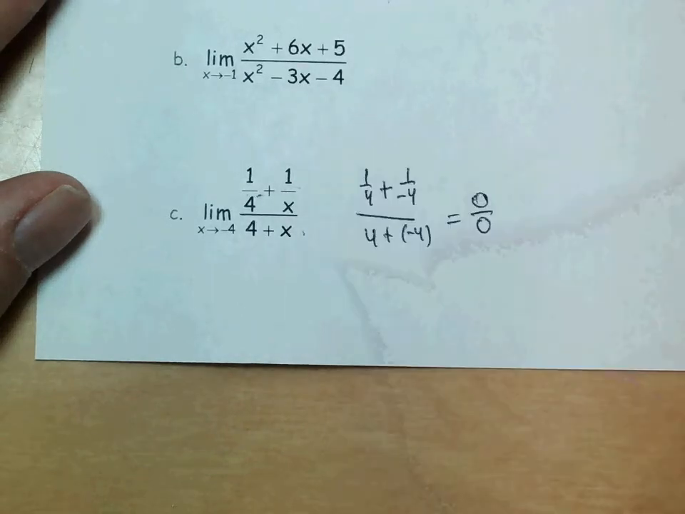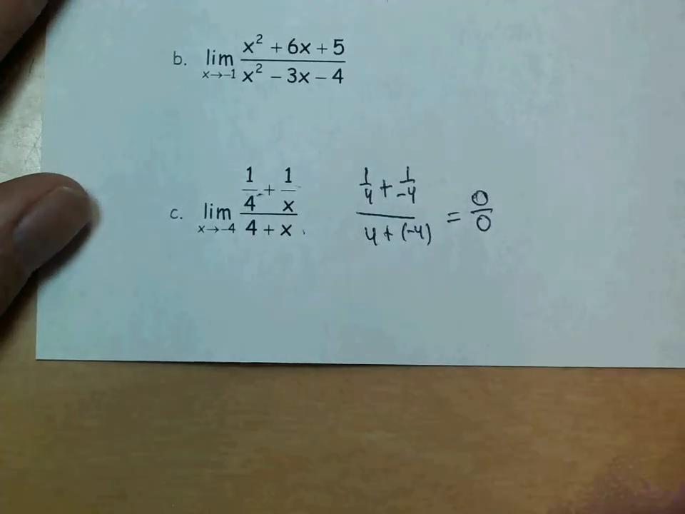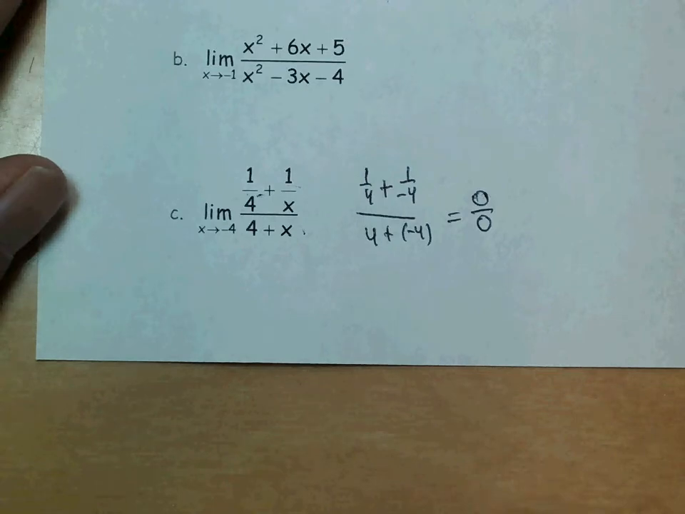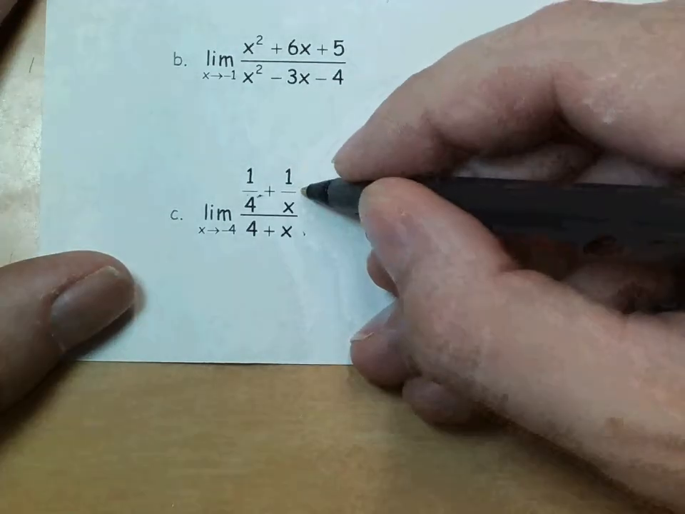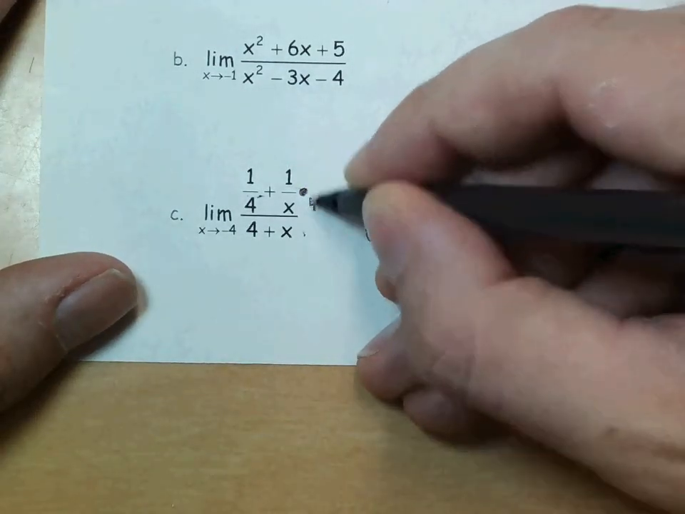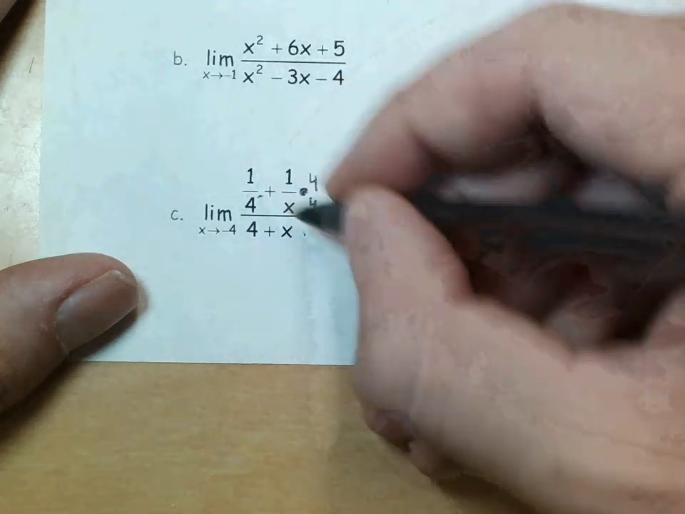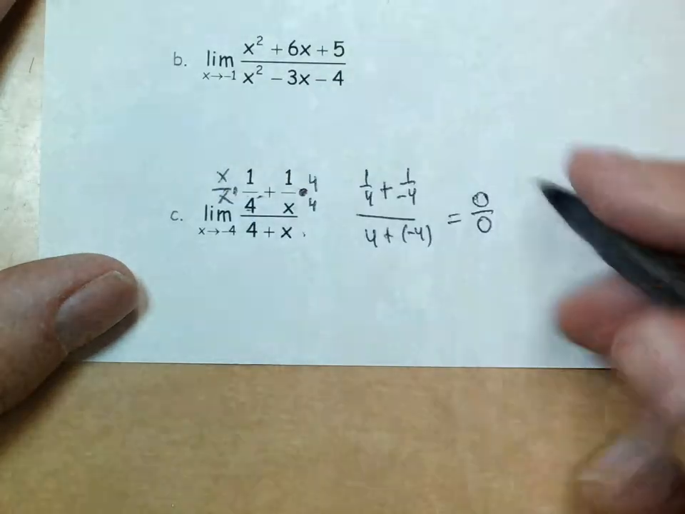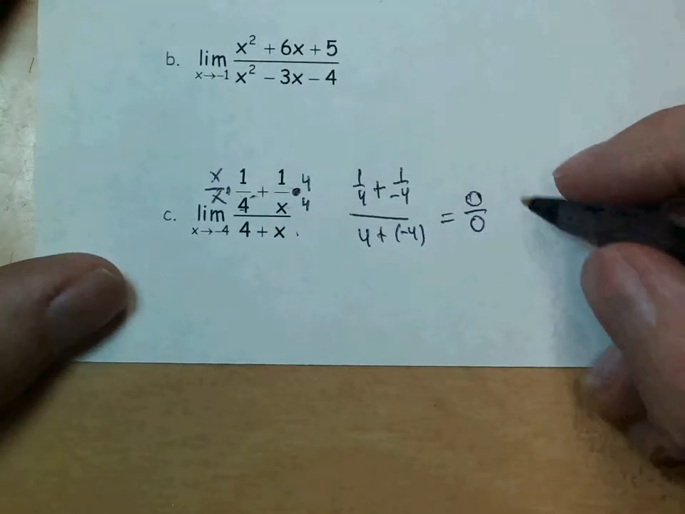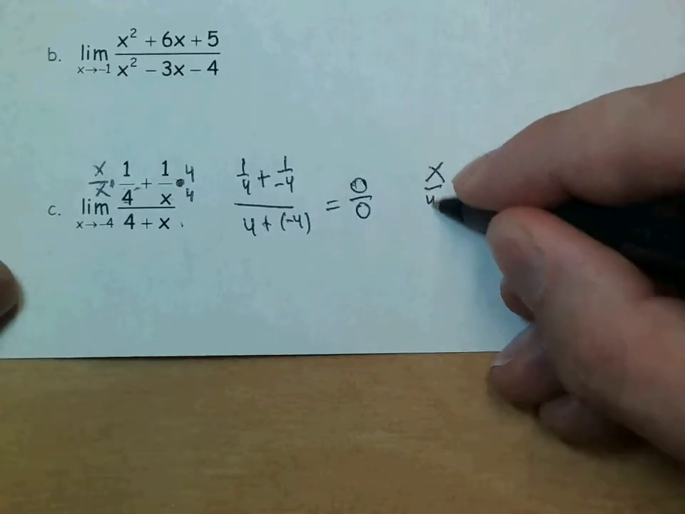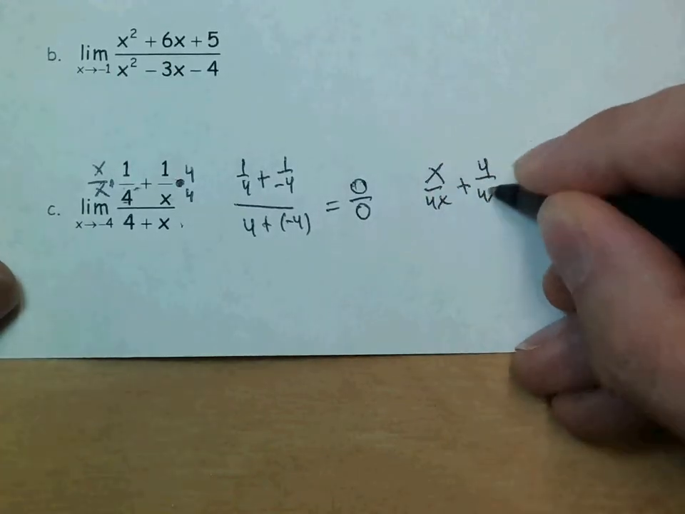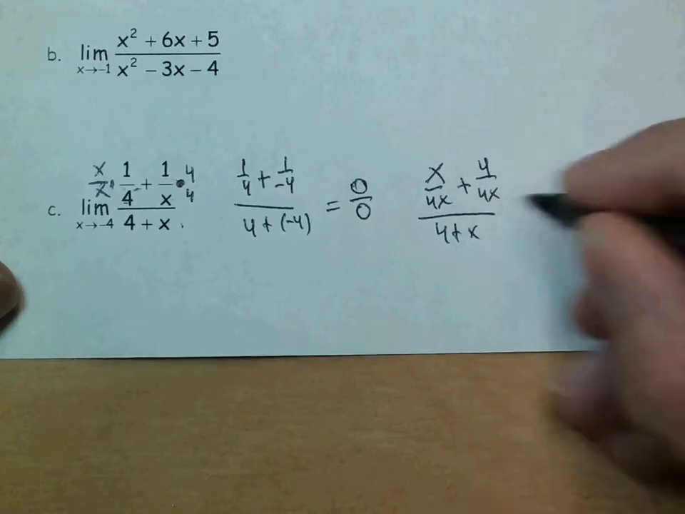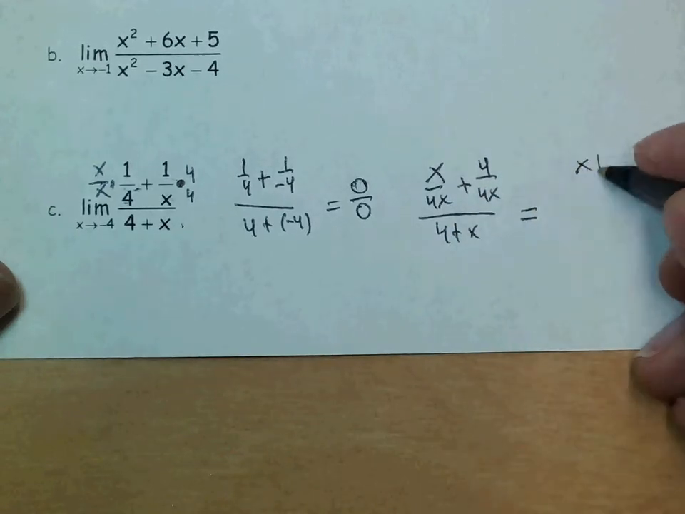The first thing I notice here is that there's a fraction that I can combine, and so what I'm going to do is try to get the same denominator so I can combine these fractions. I'm going to multiply by 4 over 4. My common denominator is going to be 4x. Here I'm going to multiply by x over x, and what I end up getting is x over 4x plus 4 over 4x equals 4 plus x.